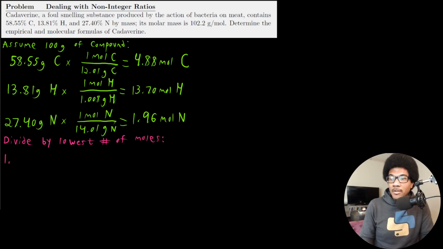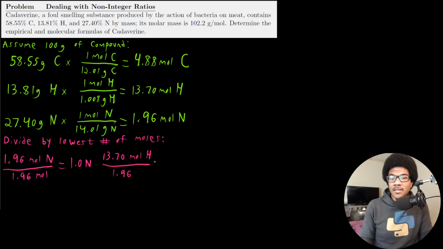So starting with the nitrogen, to start with the easiest one, we know we got 1.96 moles of nitrogen. We're dividing by 1.96 moles. And so obviously that gives us a 1 for nitrogen. Okay, so now let's do hydrogen next. So hydrogen is 13.70 moles of hydrogen, and we're dividing by 1.96.